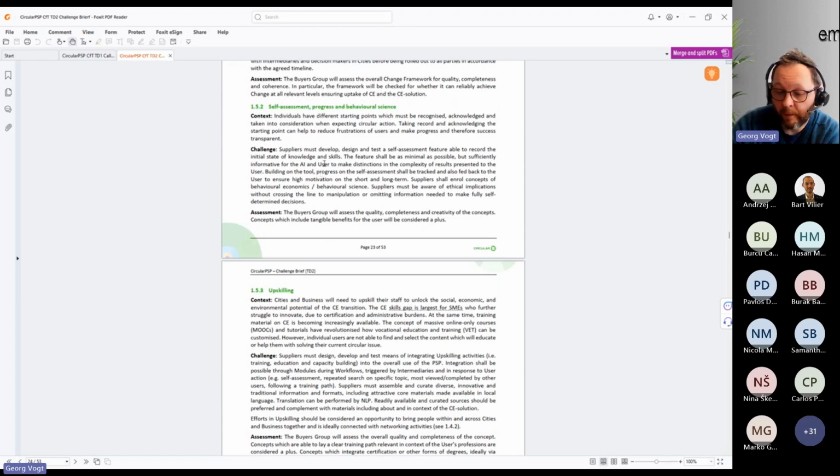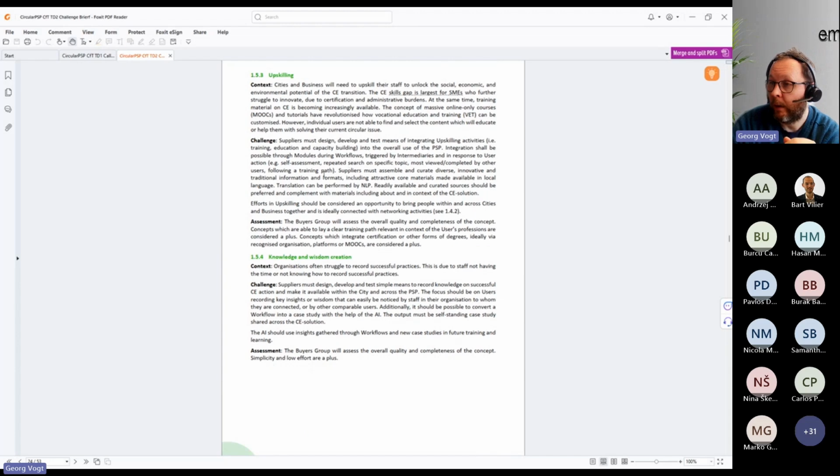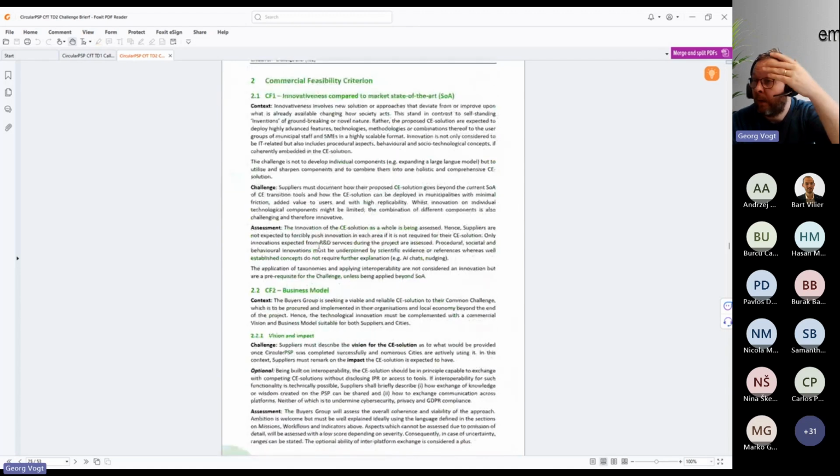So for the user, a self-assessment, some form of questionnaire or whatever, by which the user will get insight into how much they know, and the AI will gain insights into how much the user knows, so that the workflows and the upskilling content provided are suitable. And obviously the upskilling content, and then a small feature that information can be recorded.